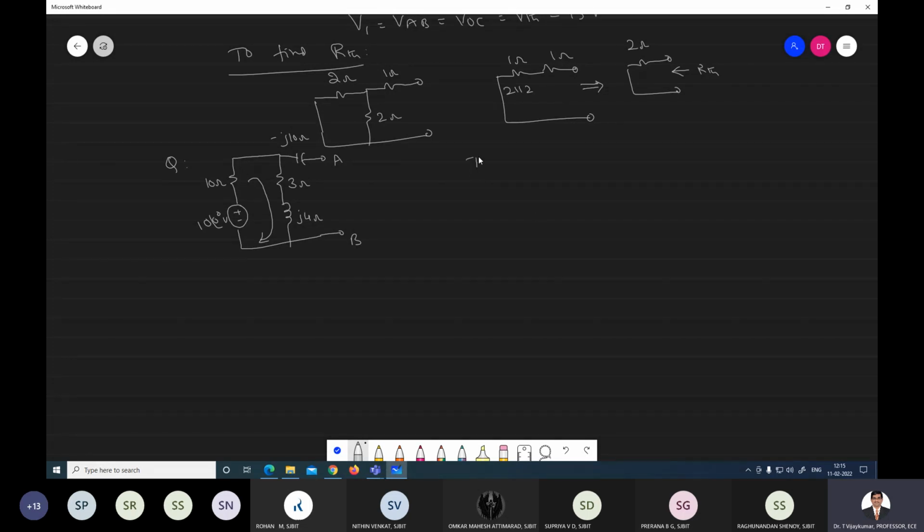To find Z equivalent, that is total impedance, how to find out? Short the voltage source. Write the remaining circuit. So the remaining circuit will be like this. This is our 10 ohm, and this is a 3 ohm, and this is our j4 ohm, and this is minus j10 ohm. Looking from this terminal, what is the equivalent impedance? You have to calculate that equivalent impedance. It will give your Thevenin impedance.